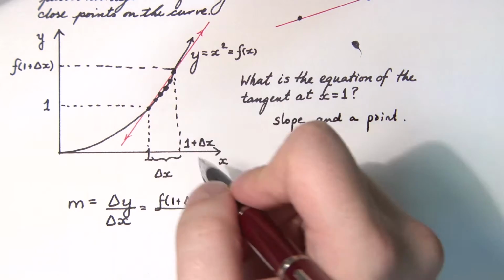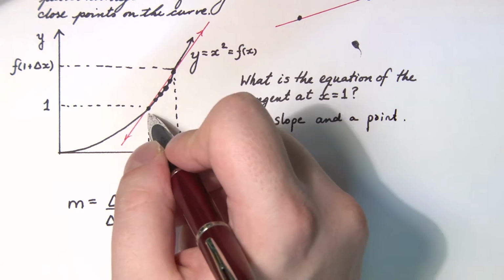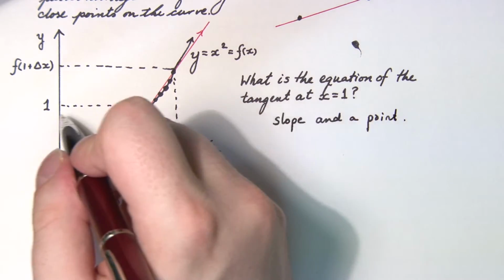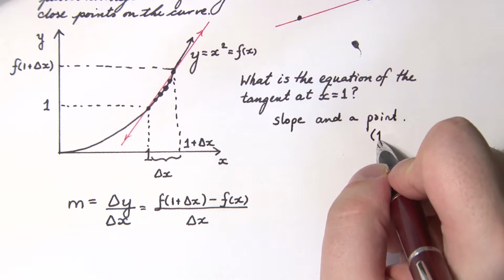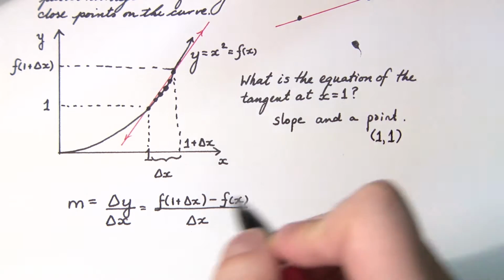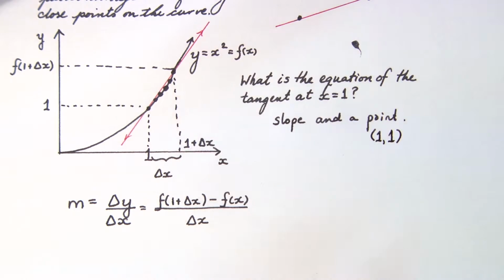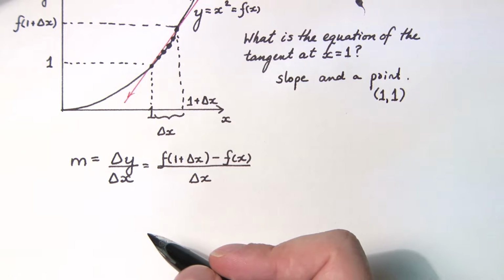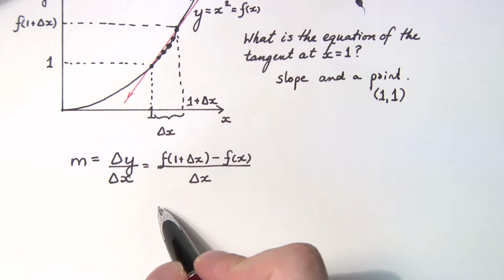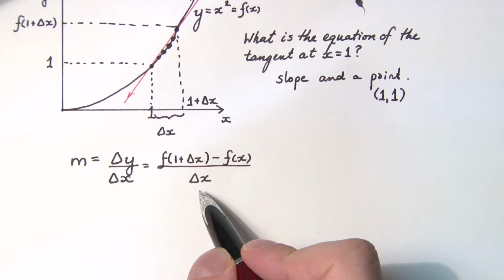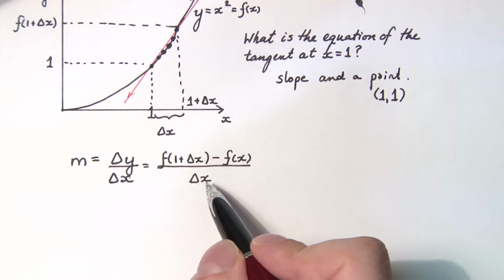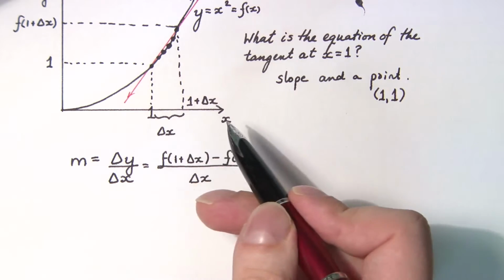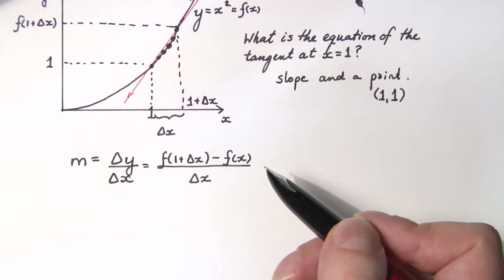Well, that point is easy because we're going to do this at 1, and the point would be then 1, 1. So we already know what the point should be. We just need to figure out what the slope is. Now, we have the slope, but we have that issue again, that delta x is going to equal 0 if we immediately bring those 2 points together.